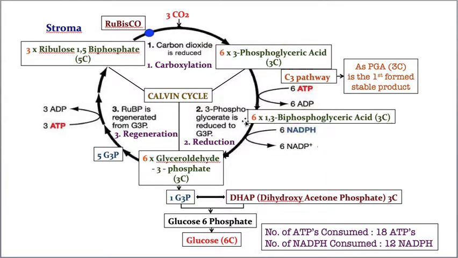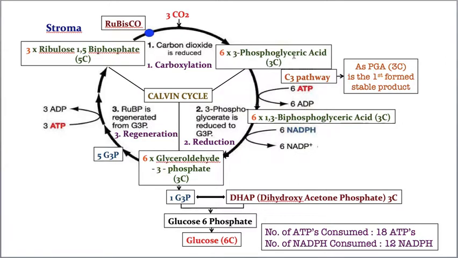Now you understood, I think so, but even if you did, I will repeat once again. In the carboxylation the output is 6 3-phosphoglyceric acids, and each 3-phosphoglyceric acid consists of 3 carbons.